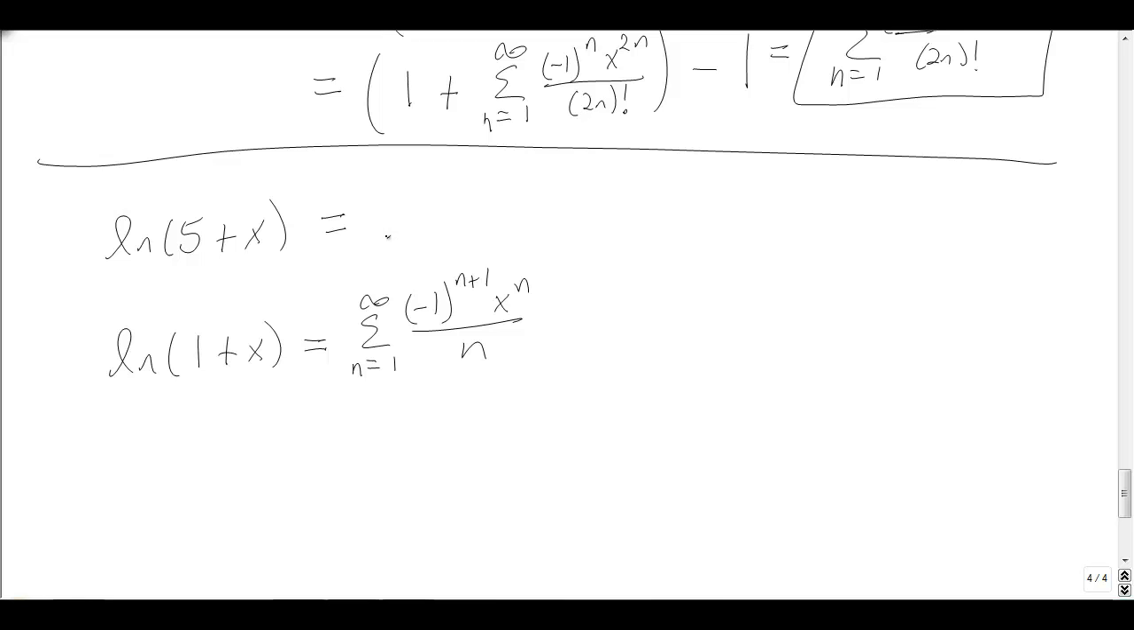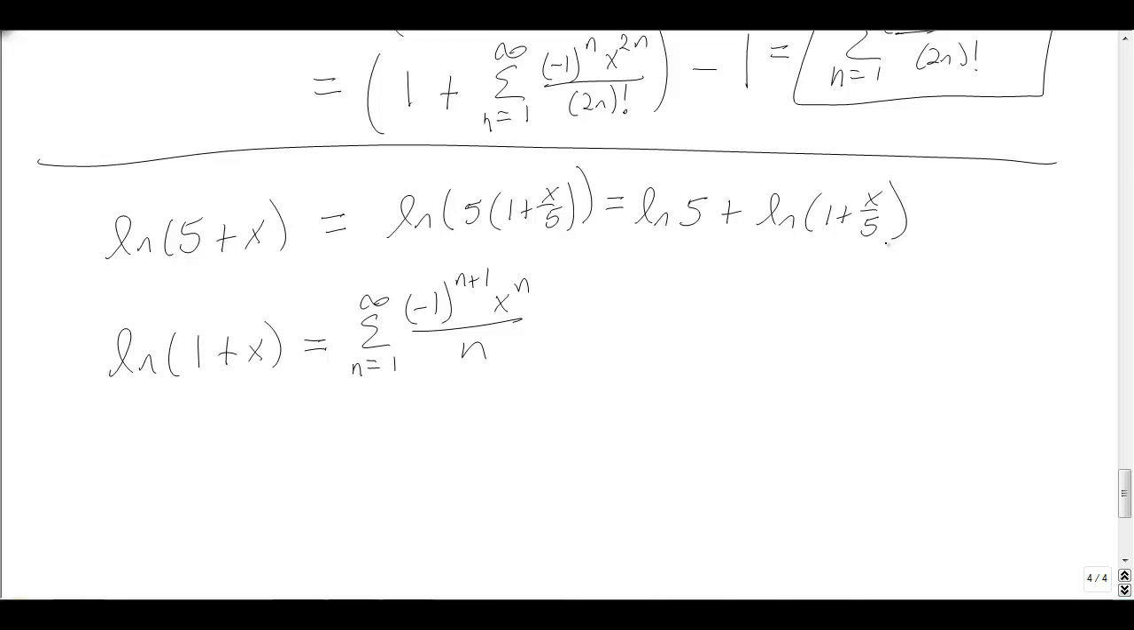I can try the same game I've had before, so I could write this as natural log of 5 times 1 plus x over 5. So this is what we did with like 1 over 4 minus x or something like that. You factor out the 5, and then I have a 1 plus. Now, at this point, I could use a rule of logs. The rule of logs says I have a product on the inside, 5 times 1 plus x over 5. That's going to work out to be natural log of 5 plus natural log of 1 plus x over 5.